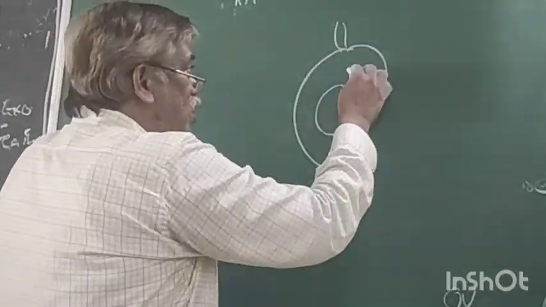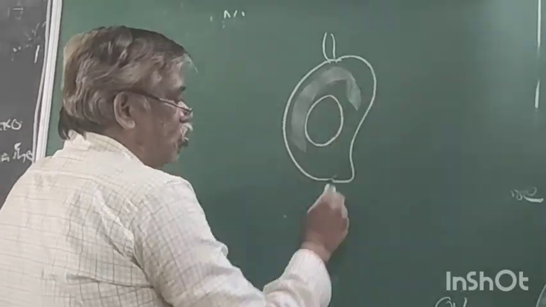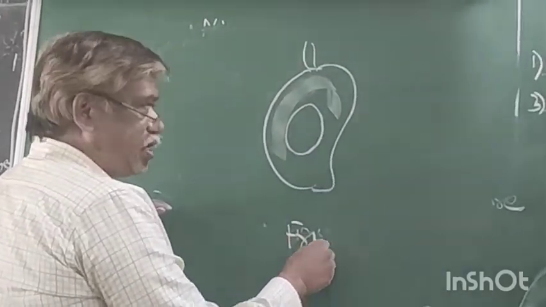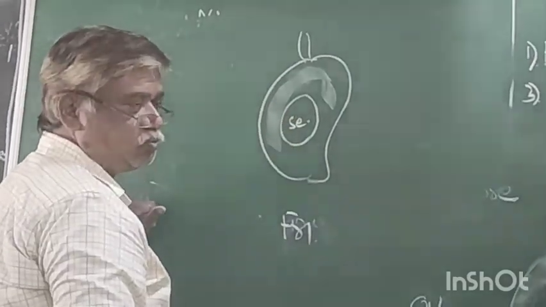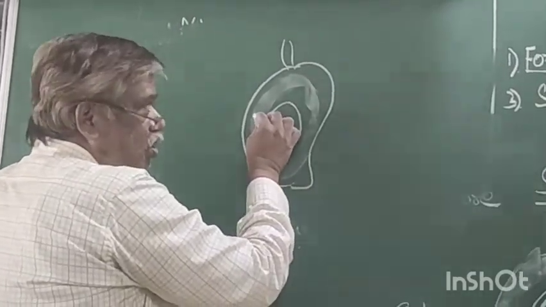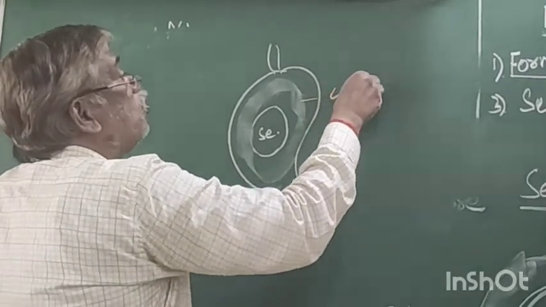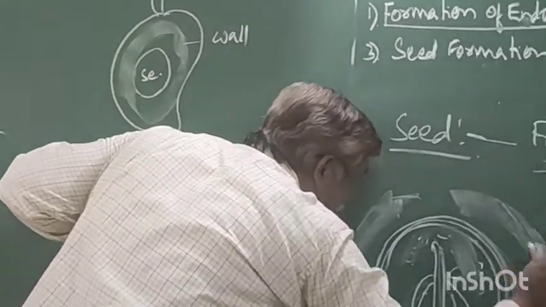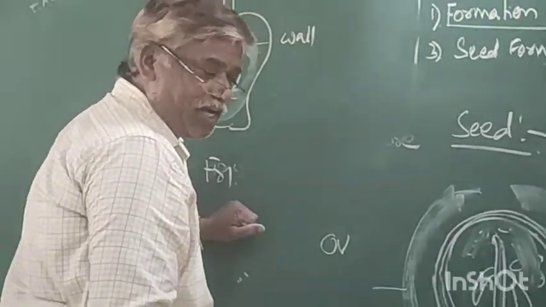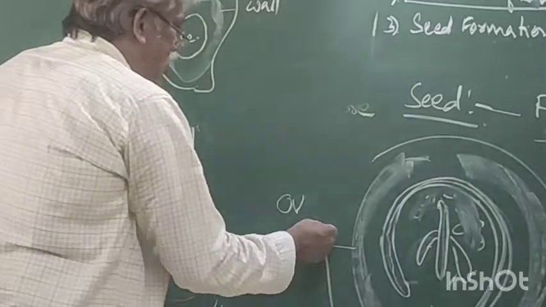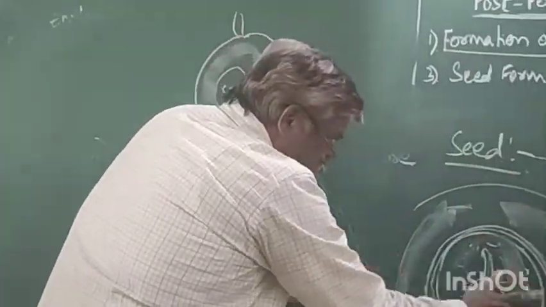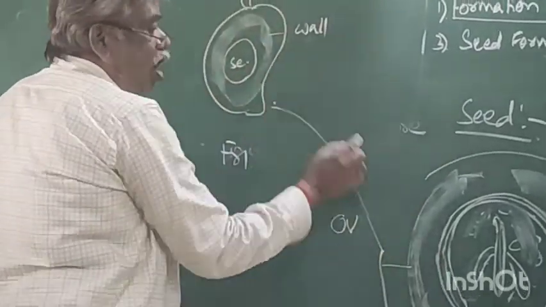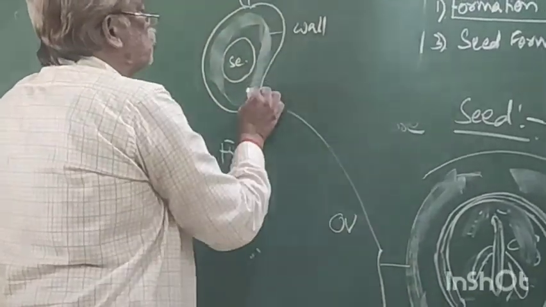Okay? Now, what is this? Total fruit. Right. Now, what is this? Seed. Now, what is this? Ball of fruit. The ball of fruit is nothing but the ball of ovary. See, this total becomes this. In this, the total becomes seed. This becomes the wall of ovary, the wall of fruit.